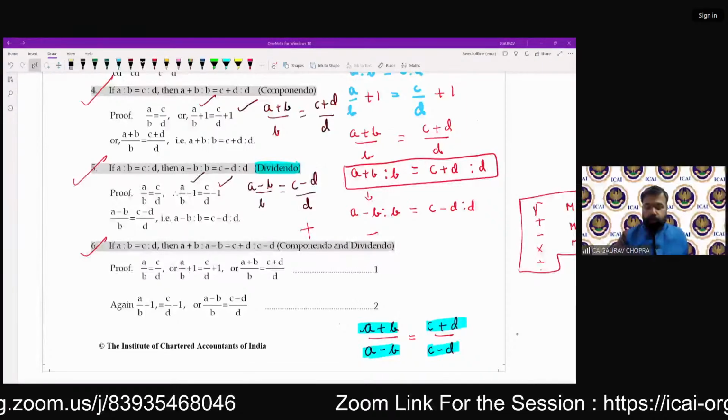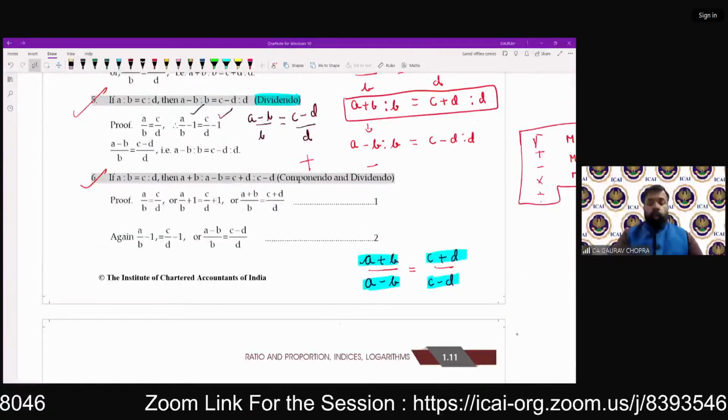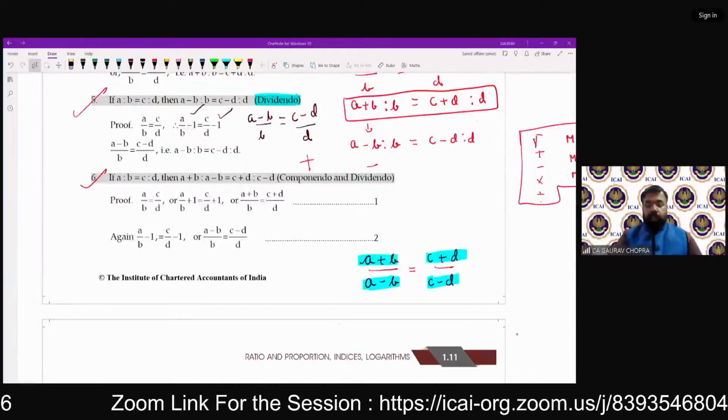Now both the things together. If componendo and dividendo both come together, you have to do the combination of both of them. So what will be the result of the combination? A plus B upon A minus B. Both have come: plus for componendo, minus for dividendo. And it will be equal to C plus D upon C minus D. So this is the result for componendo and dividendo.